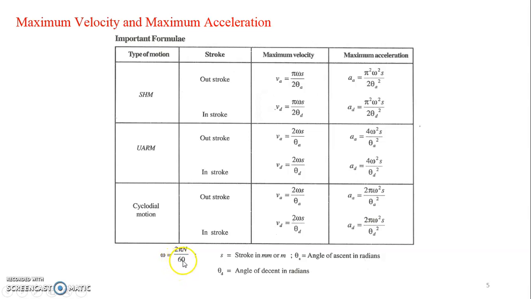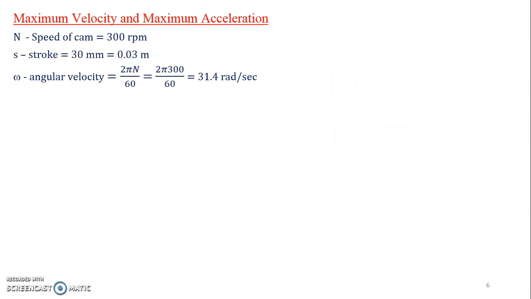Angular velocity omega is equal to 2 pi n by 60, where n is the speed of the cam, and s is nothing but the stroke. This you are supposed to know or memorize. Now in our problem, n is the speed of the cam, which is given as 300 rpm, and s is the stroke length, which is 30 mm.